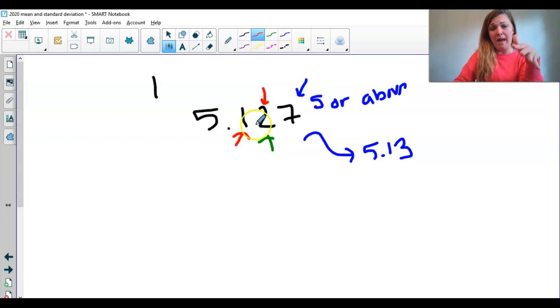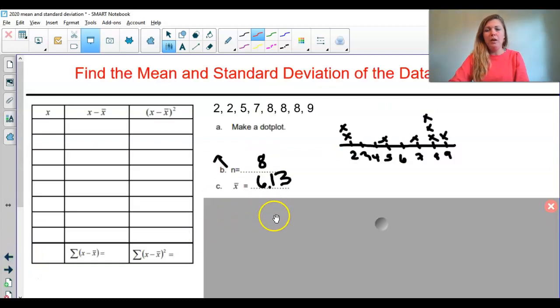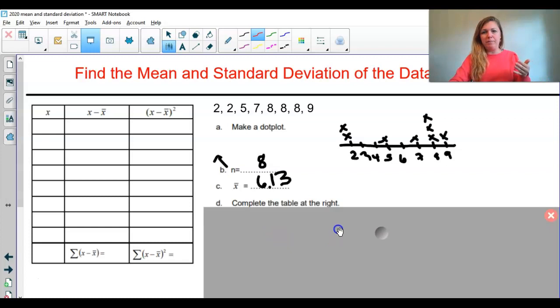It's below 5, and so I don't round up. I would just keep it as 5.1. Okay, let me know if you need any more help with rounding. I'm happy to help. Okay, so we have 6.13 as our mean.